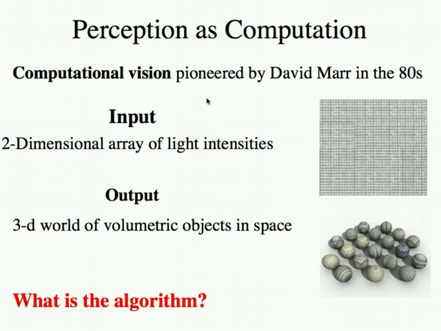And so David Marr discussed the idea of perception as computation, thought about the input as a two-dimensional array of light intensities. So basically what the retina is measuring is a bunch of points of light and how much light's coming in. And the output in this case is a three-dimensional world of volumetric objects in space. And then the question is, what's the algorithm? And so for the past 50 years, scientists in both human vision and computer vision have been trying to figure out how you go from this sensory input to this output of a three-dimensional world.